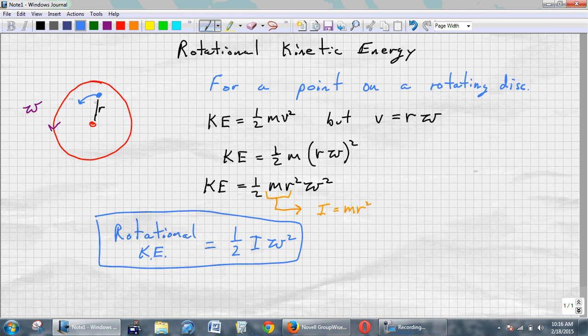That rotational kinetic energy just becomes part of our total mechanical energy. So rotational kinetic energy can be included in the total mechanical energy.